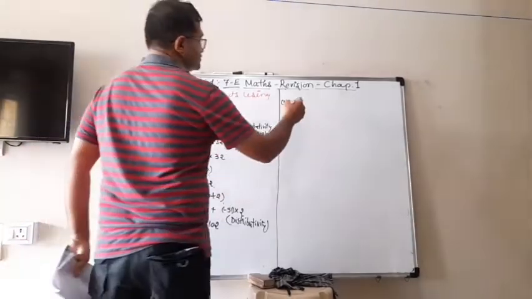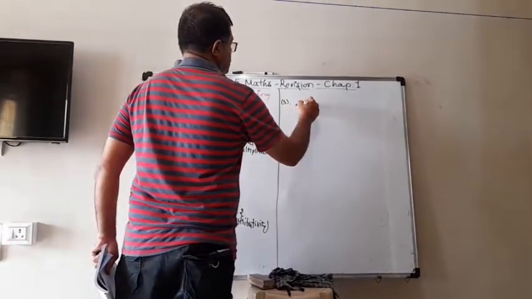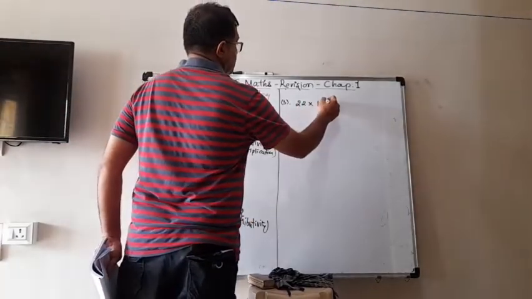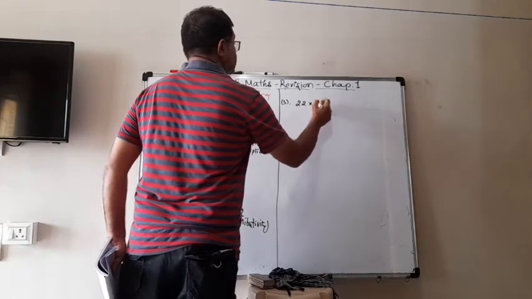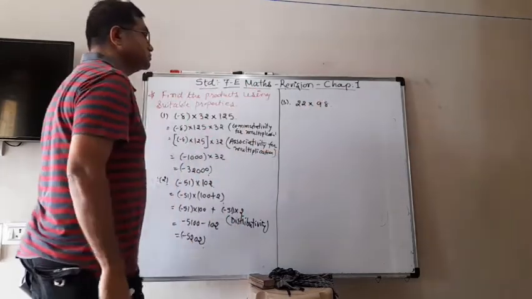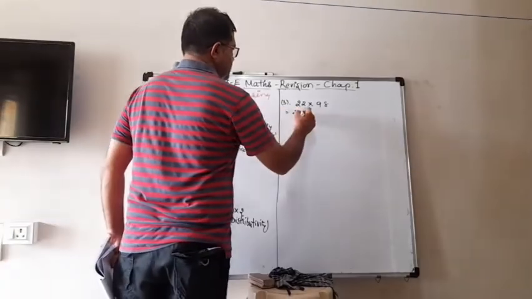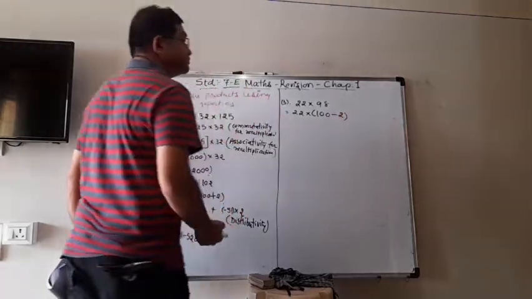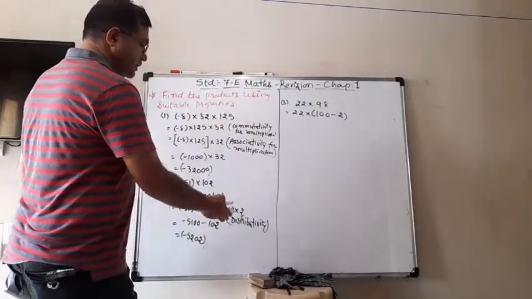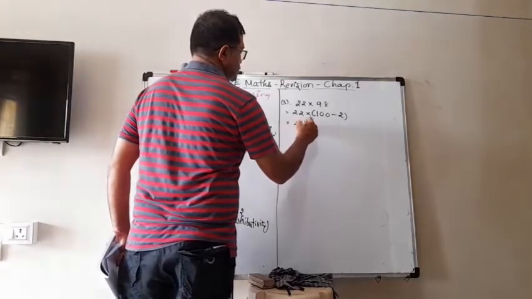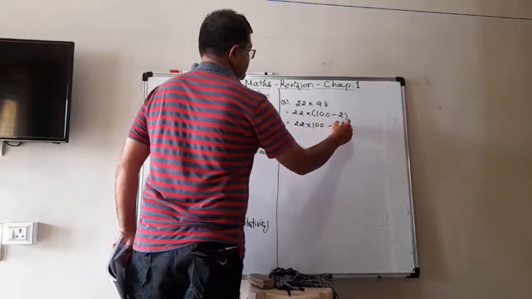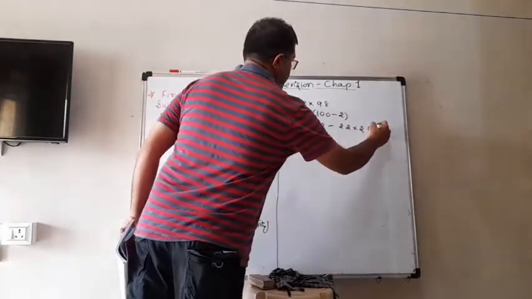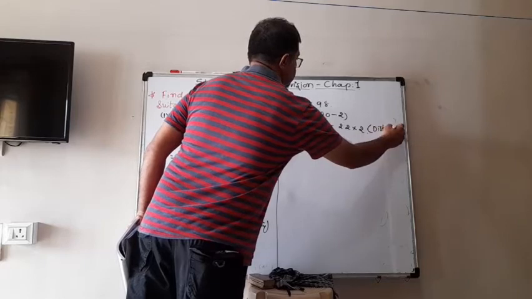Another one is 22 multiplied by 98. So here 98 is nearer to 100. So we can write down 100 minus 2. And here also we will take the same distributivity, means 22 multiplied by 100 minus 22 multiplied by 2, which is our distributivity.